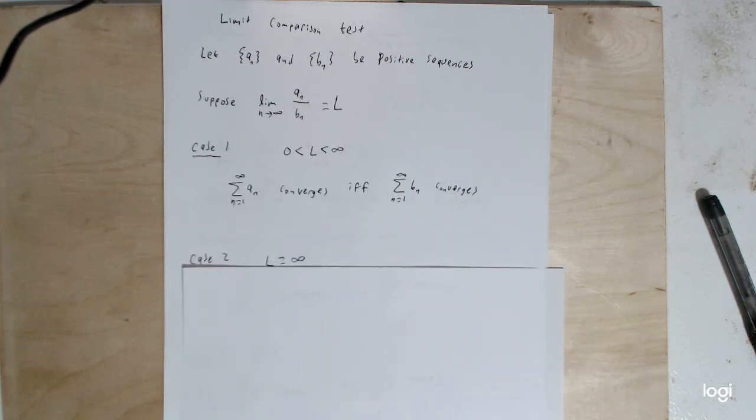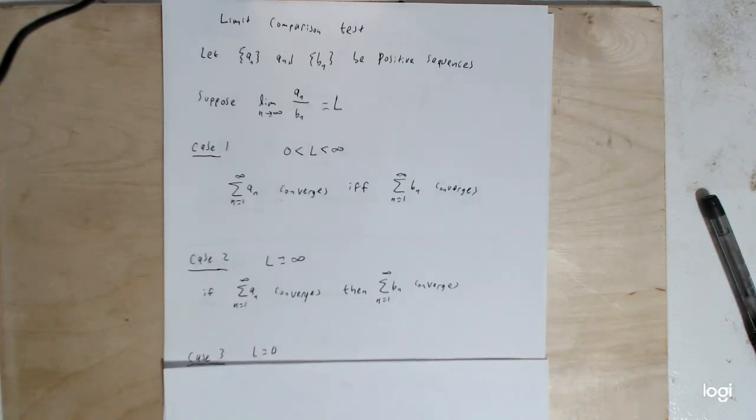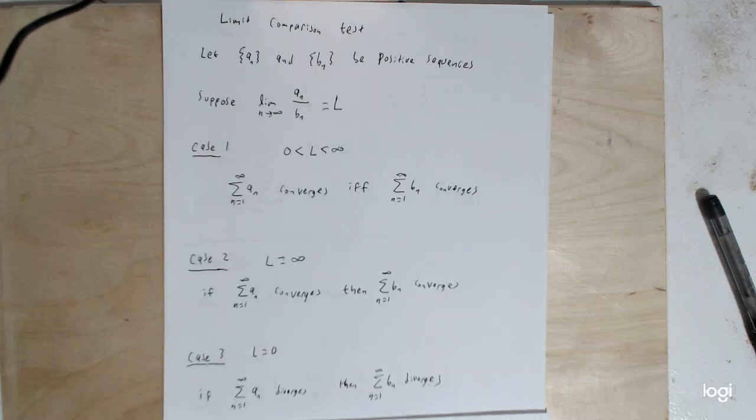Well, if L is infinity, that means for the limit to be infinity, the numerator has to be getting a whole lot bigger than the denominator because the ratio has to go up to infinity. So that tells me that if the sum of the bigger things, the sum of the a sub n's, converges, then the sum of the b sub n's converges. Notice if the sum of the a sub n's diverged, it tells you nothing. So it's not an if and only if statement, it's only a one-way statement here. Similarly, if L is 0, which tells me the numerator is a whole lot smaller, then if the sum of the numerator diverges, then so does the sum of the denominator.